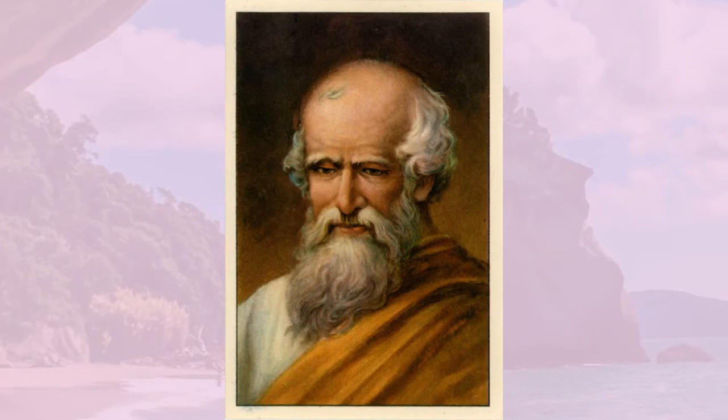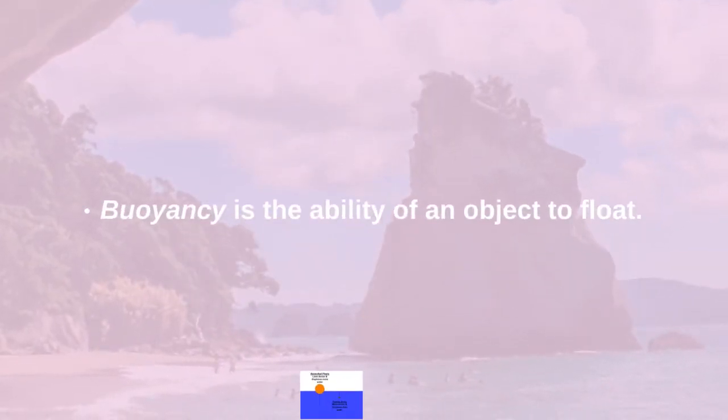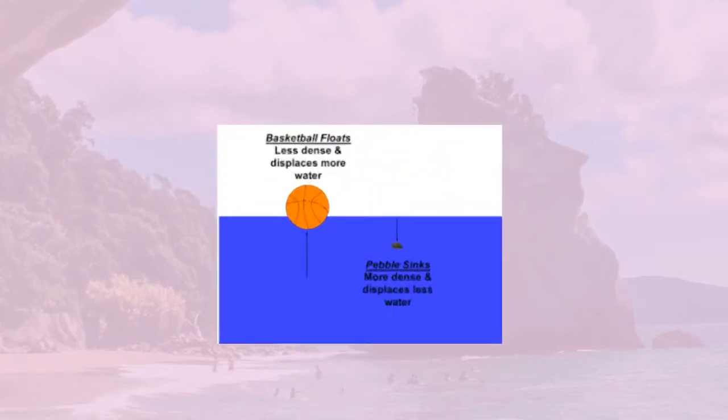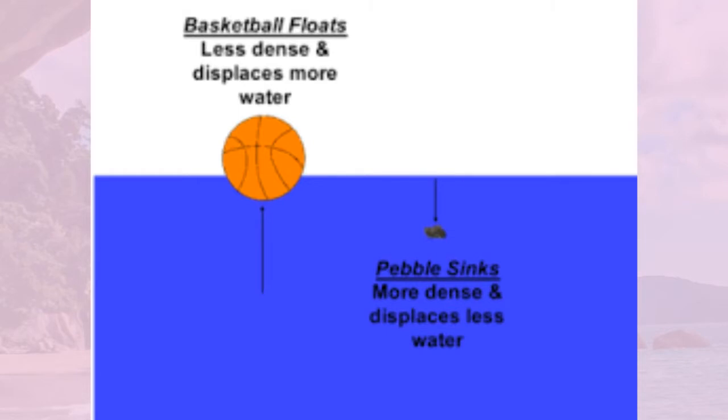This is a picture of Archimedes. Buoyancy is the ability of an object to float. In this picture, you can see the basketball is much larger than the pebble, but it's floating because it's less dense and displaces more water. The basketball is also filled with air, so it's more likely to float. The pebble is smaller but more compact, and it's dense and displaces less water. There's no air inside this pebble to help it float, so it's going to sink even though it's smaller.